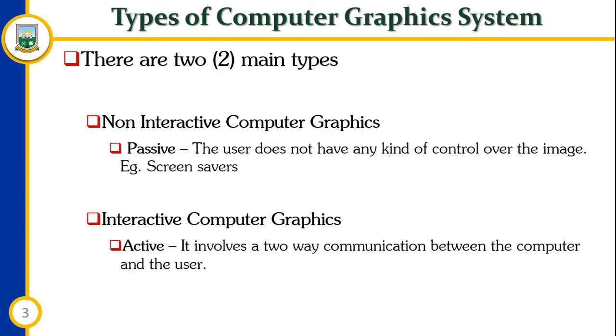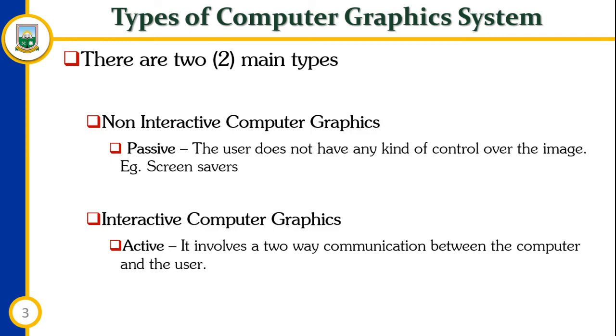Now, when we talk about interactive computer graphics, this time round it is active, so it means it involves two-way communication between the computer and the user. Here we can have the observer who is given some sort of control over the image by providing him with an input device. For example, for those that play video games, you have a controller in your hands that you use to interact with the characters that are within the scene in the computer game.